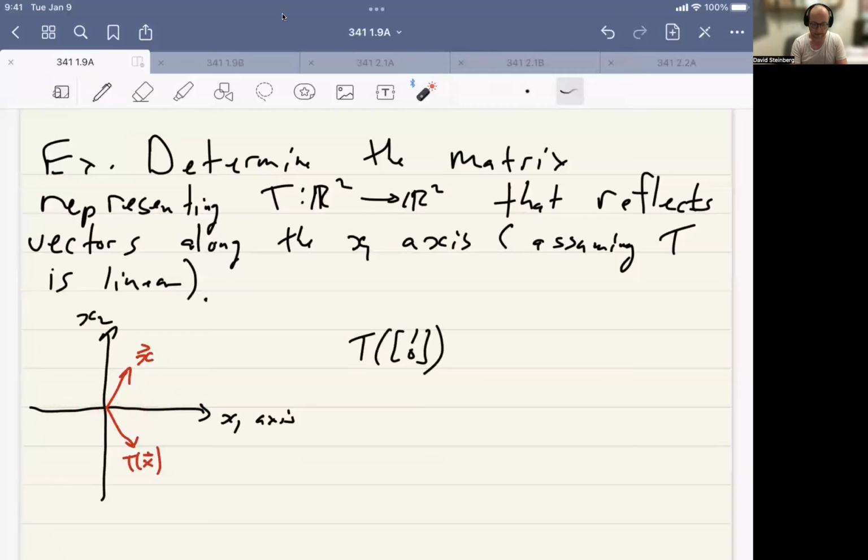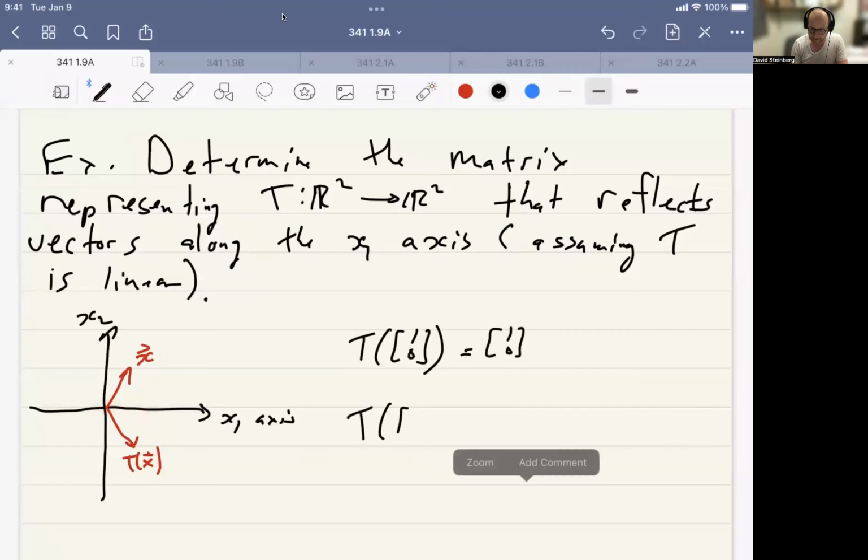Absolutely nothing. It gets sent to itself. Boom. E1 is mapped to E1. If we take E2, where does it get mapped to? That's the vector right here. And if we reflect, we get the same vector in the opposite direction. So E2 is being mapped to 0, -1.